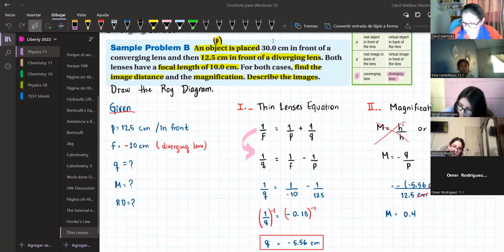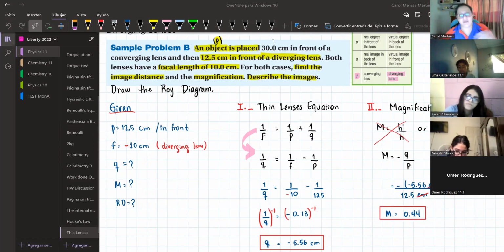Okay, so then the problem is asking us to describe the image. The image is reduced, upright, and virtual. Okay, because 0.44 is less than 1, so the image is reduced.